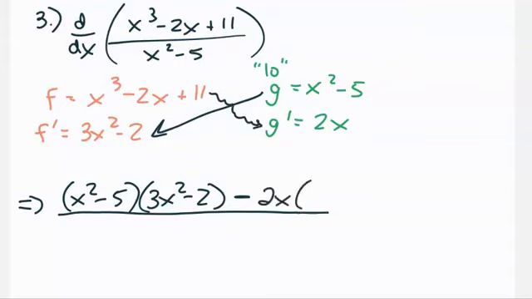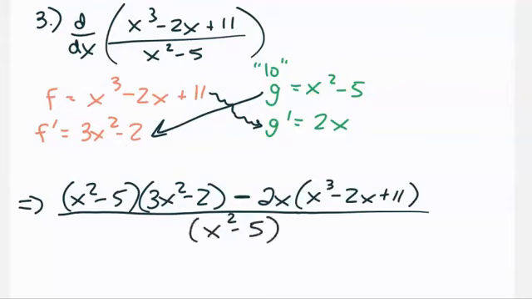And it's multiplication, so you can write them in any order. Sometimes if you have a single term, it just looks better to have it out front. And then over the denominator square we go. So over the denominator squared. So (x squared minus 5) all squared.